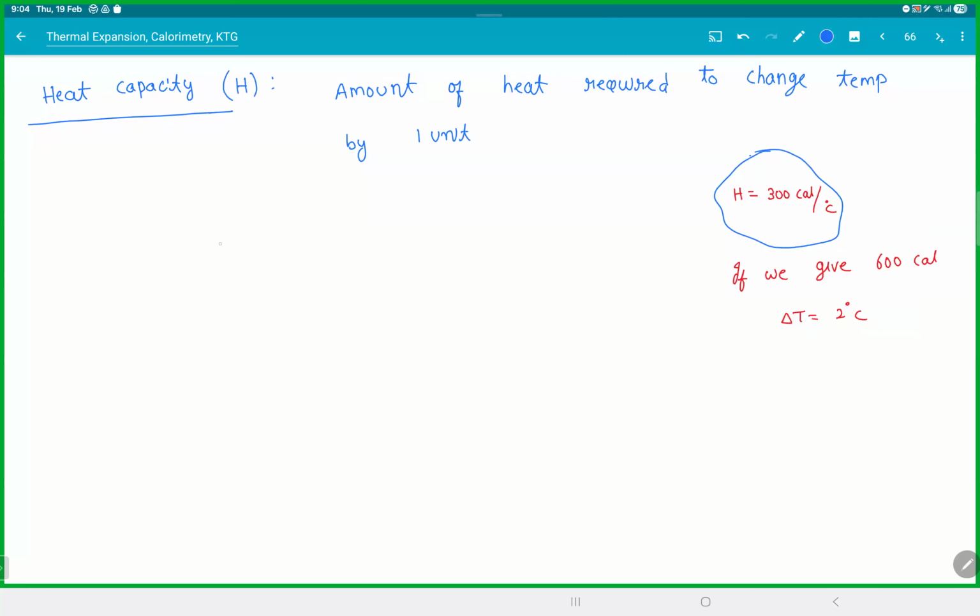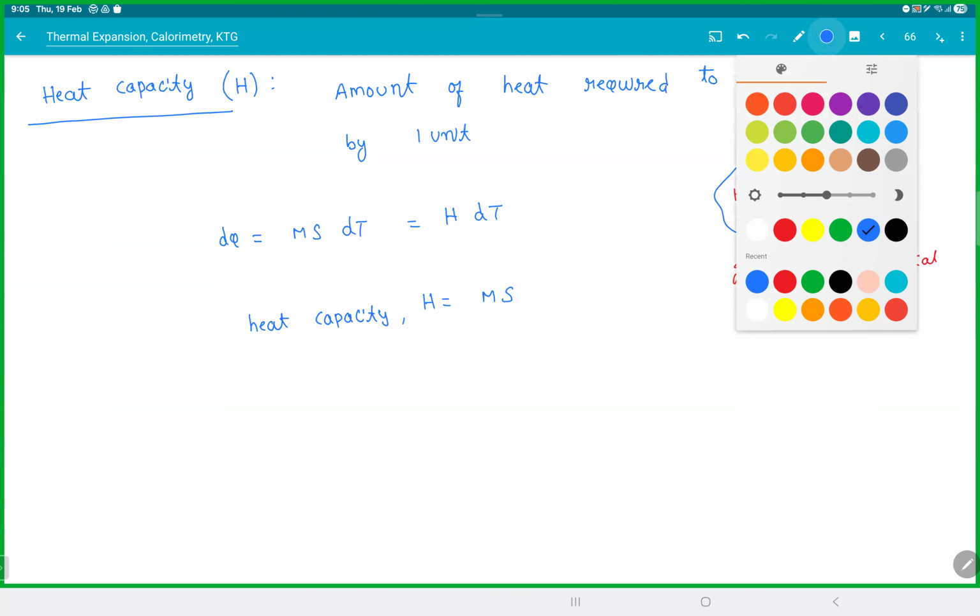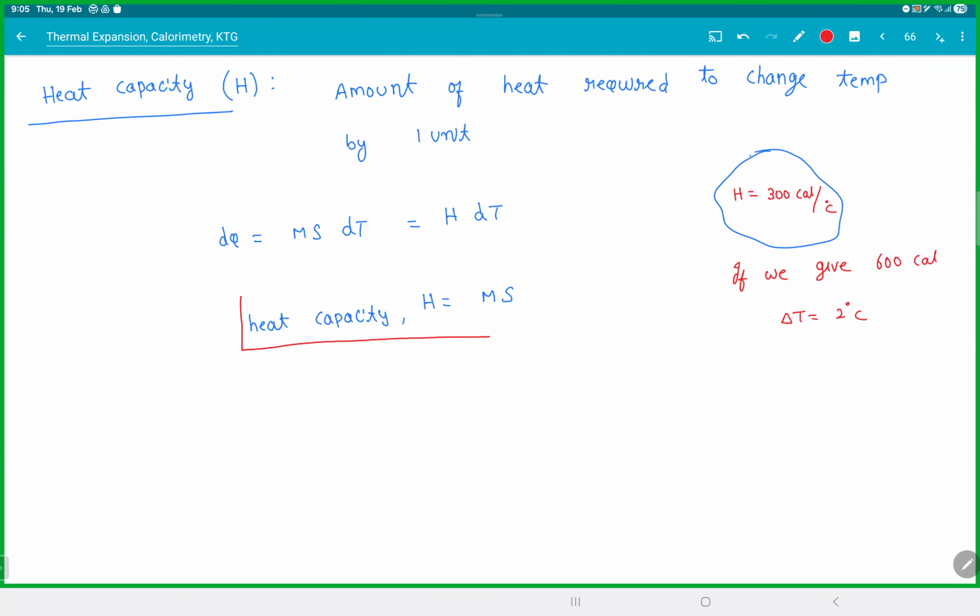So how do we calculate this heat capacity? dQ is equal to m s dT. This is written as H into dT. So heat capacity is nothing but mass into specific heat capacity. Again, it is mostly to do with the lab thing, so be careful with that word. I have seen questions on this in statements especially. Heat capacity, specific heat capacity.